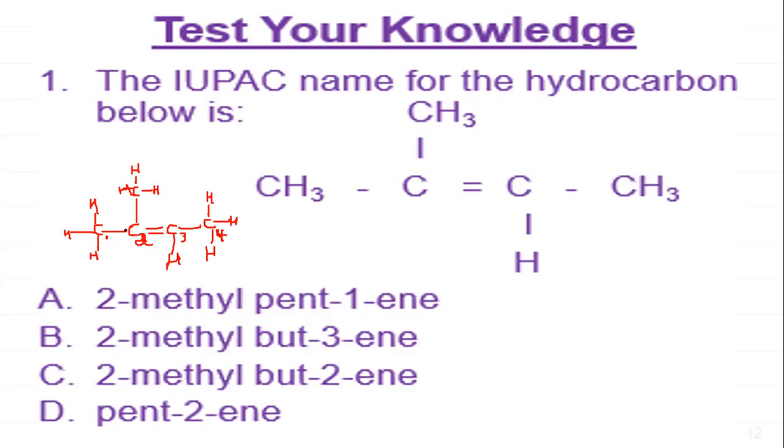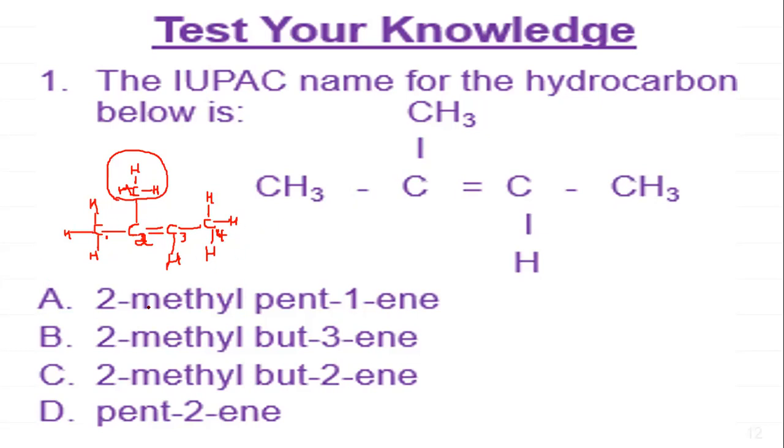So if I number from left to right, the double bond is on carbon number 2, but also this one, which I did not count, which is my alkyl group, the substituent, is also on carbon number 2. But if I went from right to left, with the functional group it will still be 2, but now the substituent will be on carbon 3. So that is not putting the substituent on the lowest numbered carbon. So it is best to count from left to right.